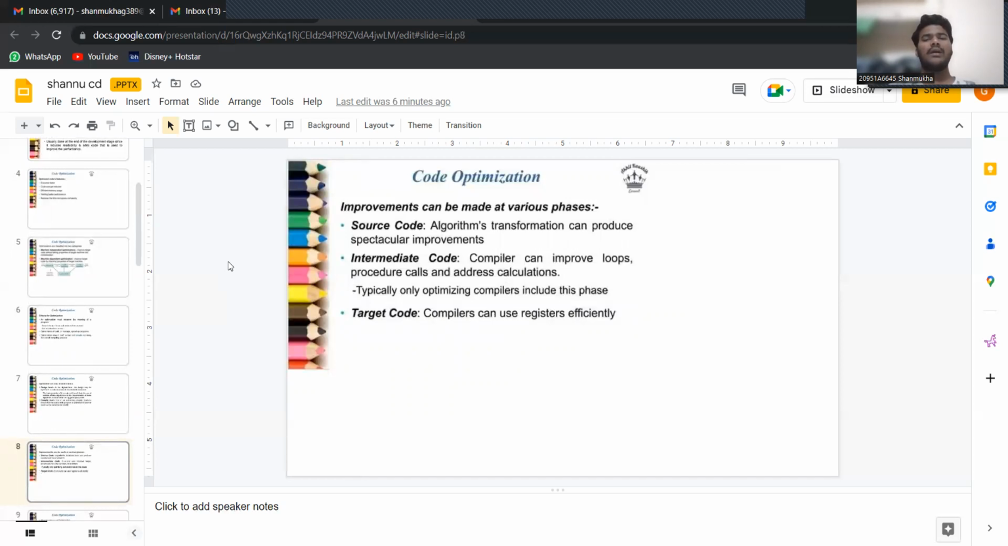Improvements can be made at various phases. Source code: algorithm transformation can produce spectacular improvements. Intermediate code: the compiler can improve loops, procedure calls, and address calculations. Typically, only optimizing compilers include this phase. Target code: compilers can use registers efficiently in this code.